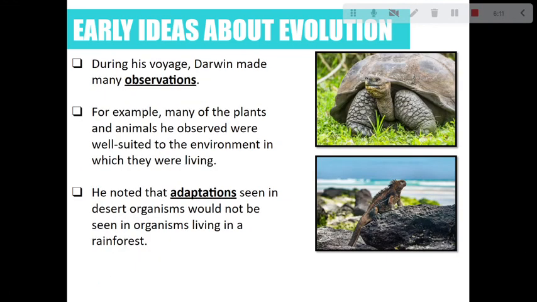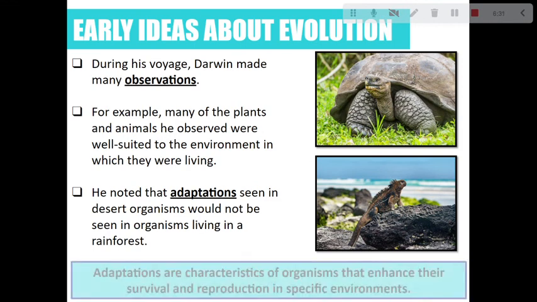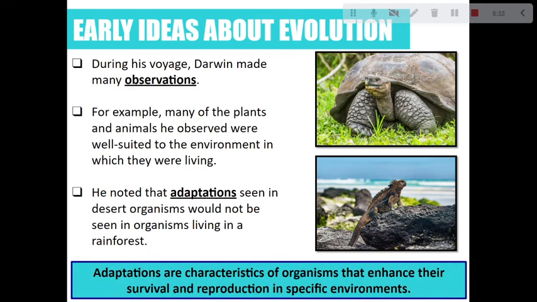Now, during his voyage, Darwin made many observations. For example, many of the plants and animals he observed were well suited to the environment in which they were living. He noted that adaptations seen in desert organisms would not be seen in organisms living in a rainforest. So, adaptations are characteristics of organisms that enhance their survival and reproduction in specific environments.